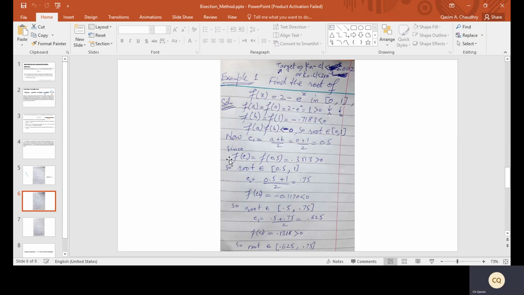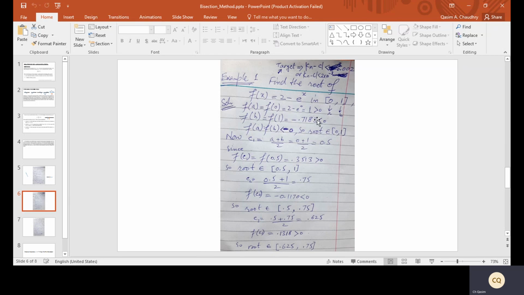Now students, what is the first step here? The first approximation is c1 is equal to a plus b over 2, or 0 plus 1 over 2, is equal to 0.5. So we assume that this is your root, and find out the value at this root. So f of c1 is equal to f of 0.5, which is equal to 0.3513, and that is positive.